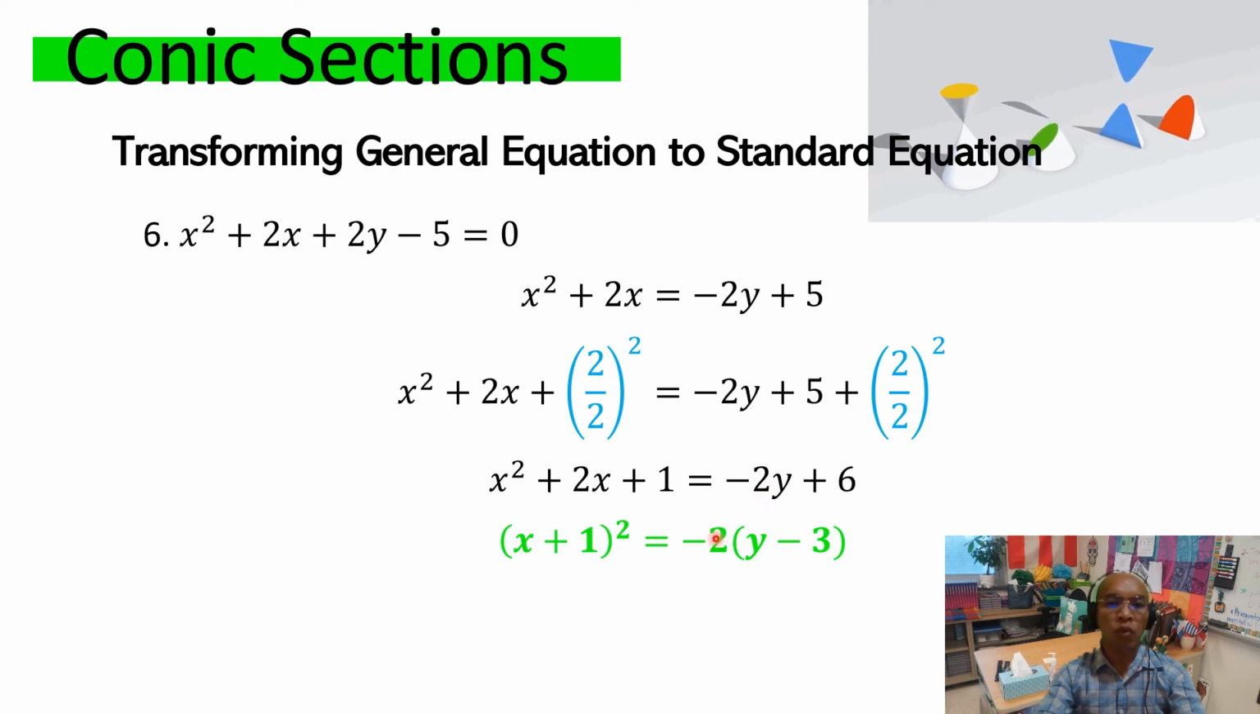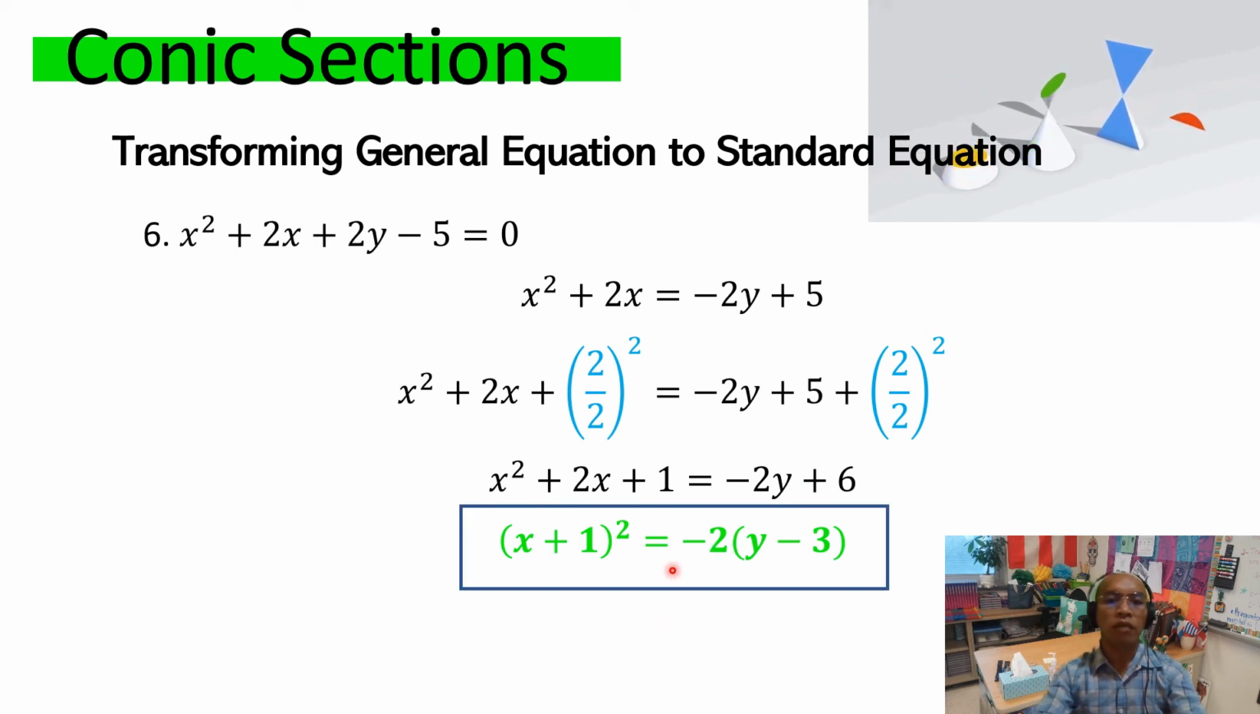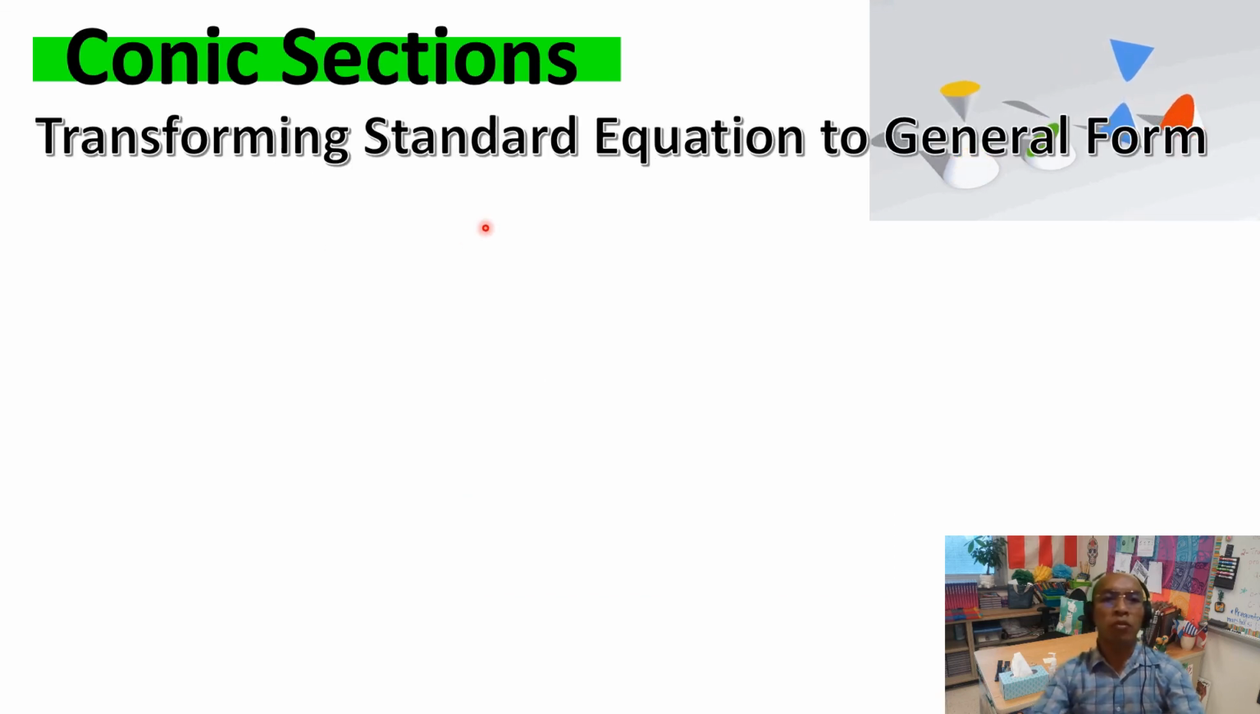So negative 2y divided by 2 is positive y. Then positive 6 divided by negative 2 is negative 3. And this is now the standard form of this given equation. We will do the reverse, transforming the equation from standard to general form.